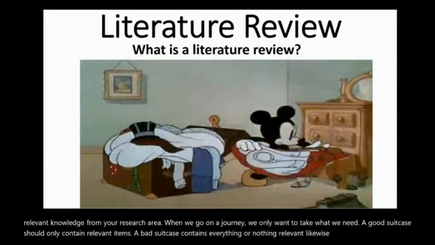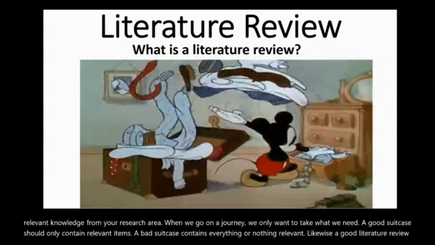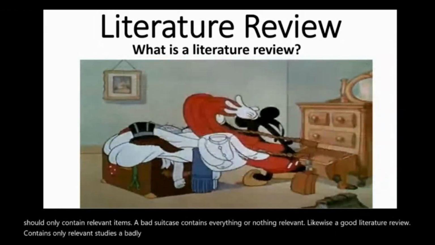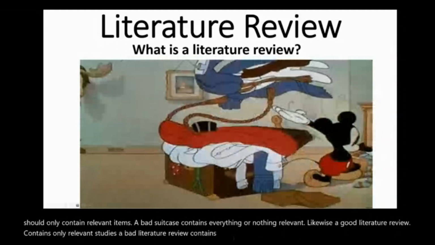Likewise, a good literature review contains only relevant studies. A bad literature review contains everything. You do not need to discuss all the literature. You do not need to discuss every single book and every single article. This would be a big mistake. You should only discuss books and articles that directly relate to your research aim. You need to be selective. The marker does not want to see a shopping list of studies, only the relevant studies.